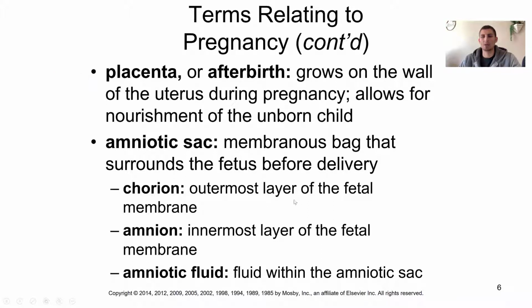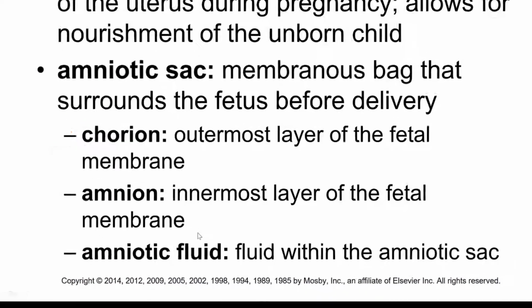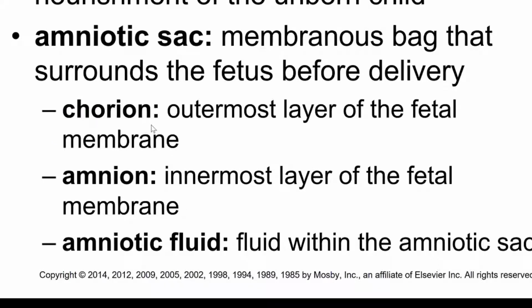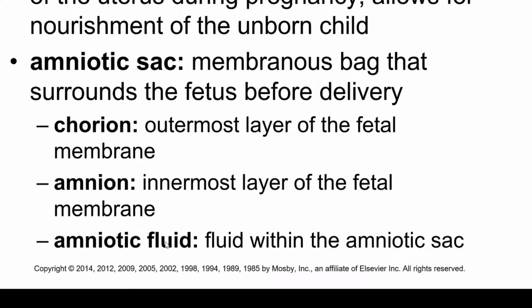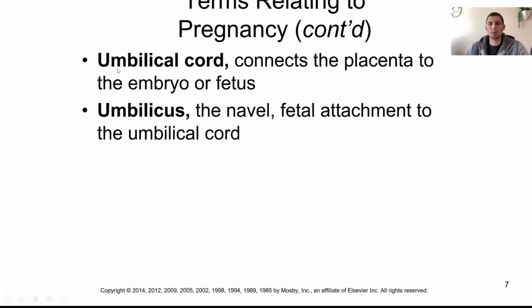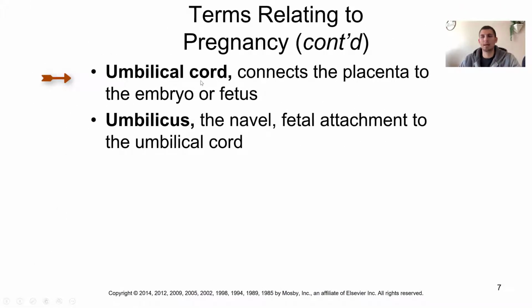And the amniotic sac specifically is the membranous bag that surrounds that fetus prior to delivery, which is formed of these three features here: chorion, which is the outermost layer of that fetal membrane, the amnion, which is the innermost, and then the amniotic fluid, which is the fluid inside the amniotic sac. And so we'll be seeing these terms pop up throughout the presentation today. The umbilical cord, most of us are familiar with that. That is the cord that connects the embryo to the mother via the placenta. So that's where the nutrients and blood supply from mom is being transferred into the baby. And the umbilicus is just the navel area or the fetal attachment where the umbilical cord connects.